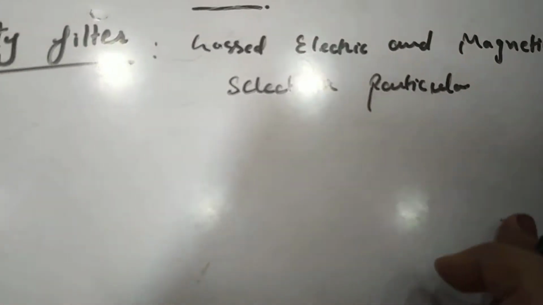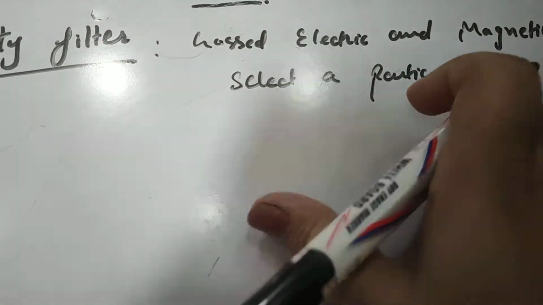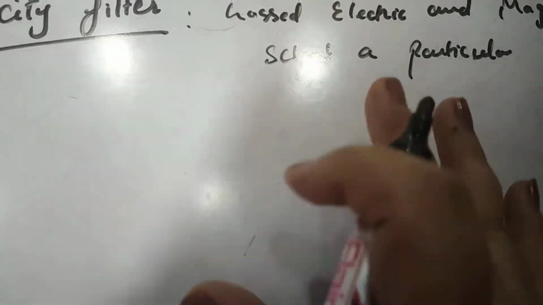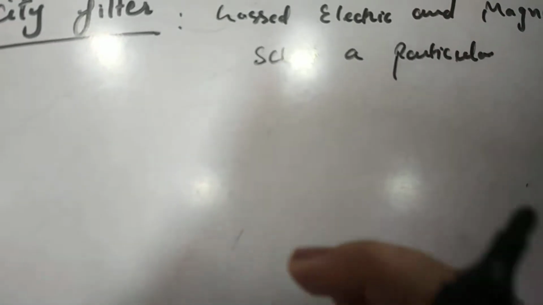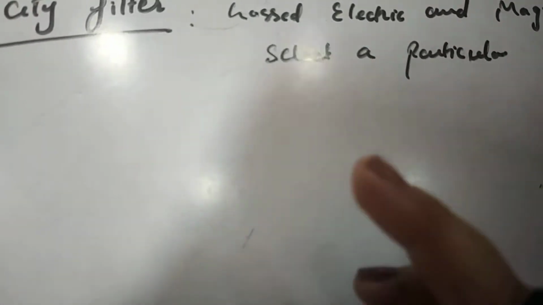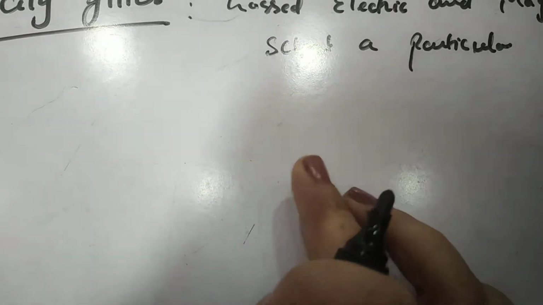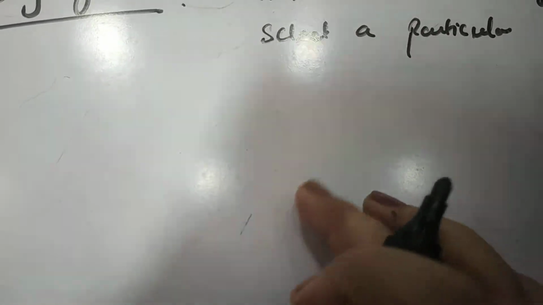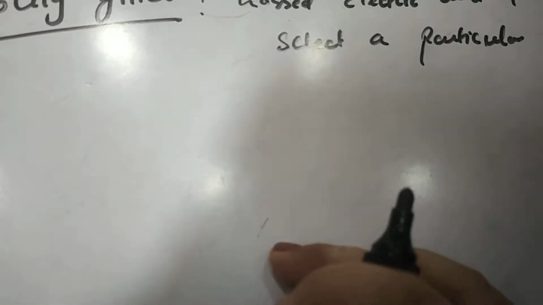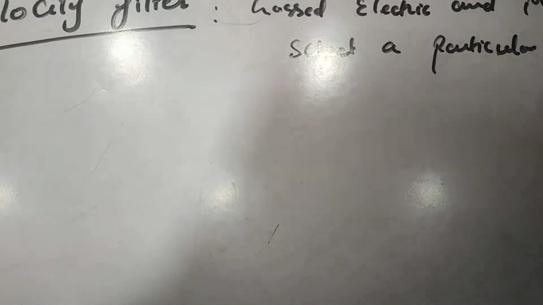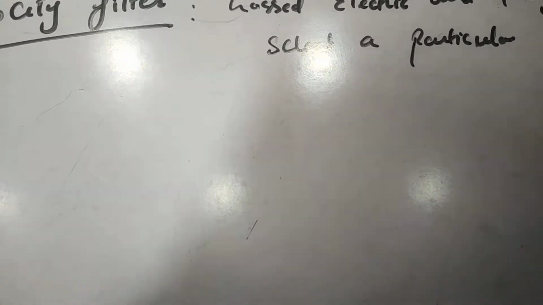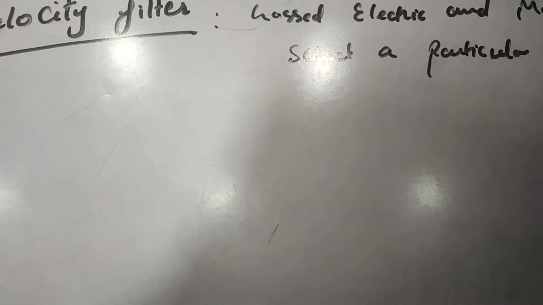Now let us see how the velocity filter selects a particular velocity. For this, we will consider the cases turn by turn. Means firstly we will consider the case when it is moving in an electric field and then when it is moving in a magnetic field. And in that case, both electric and magnetic field will be perpendicular to each other. So firstly, let us study its structure.